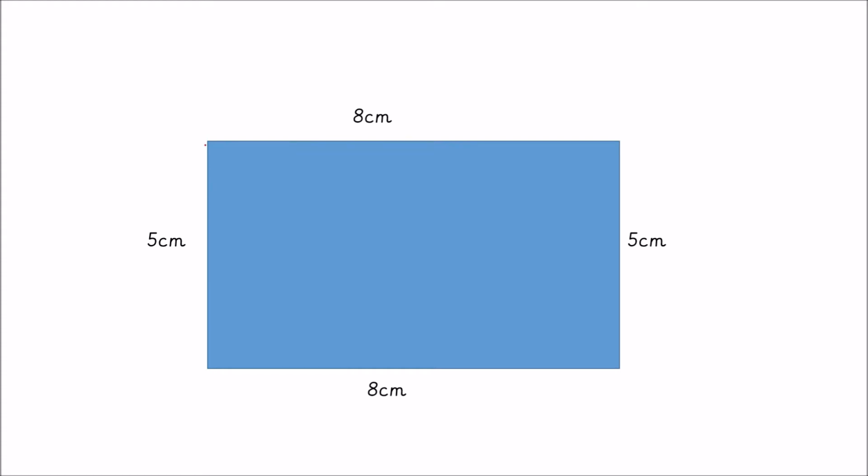So imagine we're going to walk all the way around my shape along the perimeter of the shape. We have 5 centimetres here on this side. Then we're going to go and walk this 8 centimetre line here. There's a 5 centimetre there. And we can finish off with this 8 centimetre side.